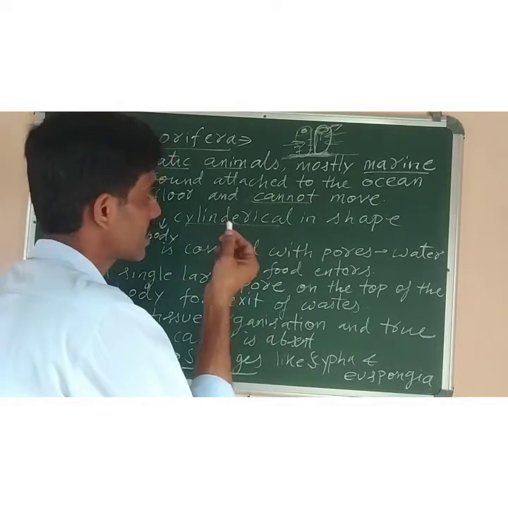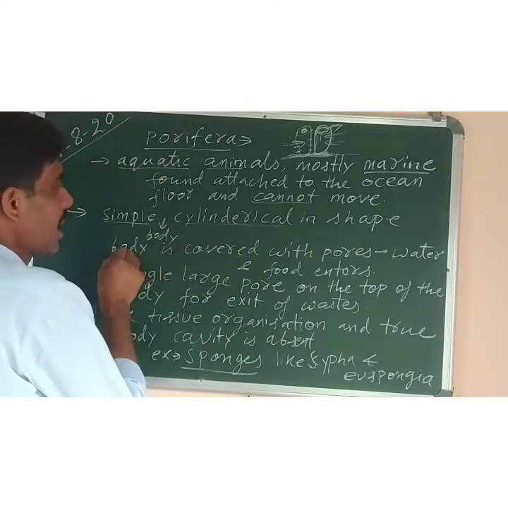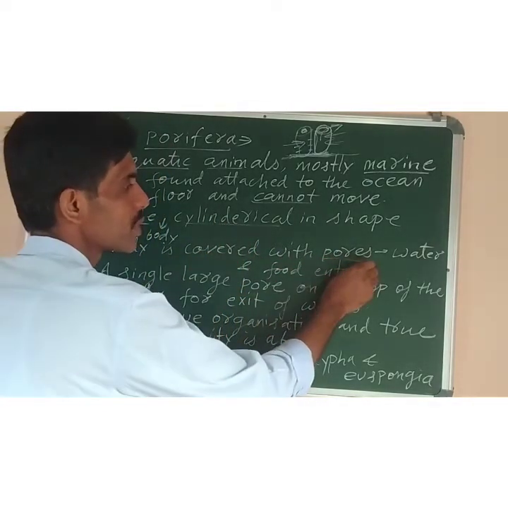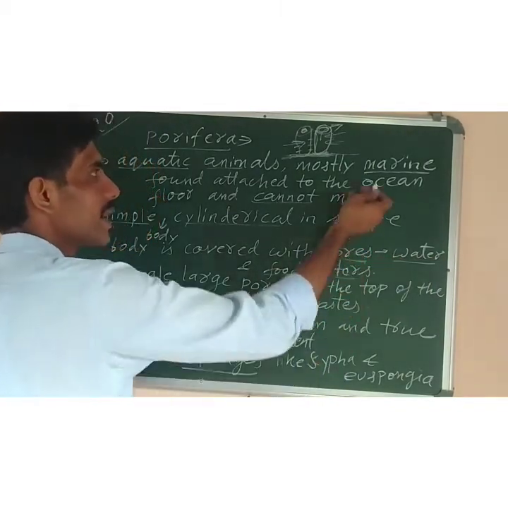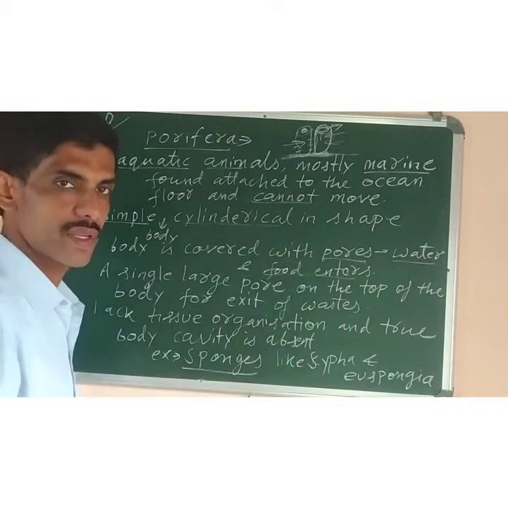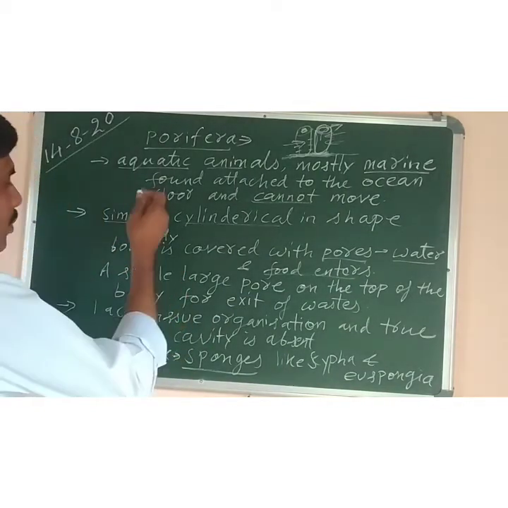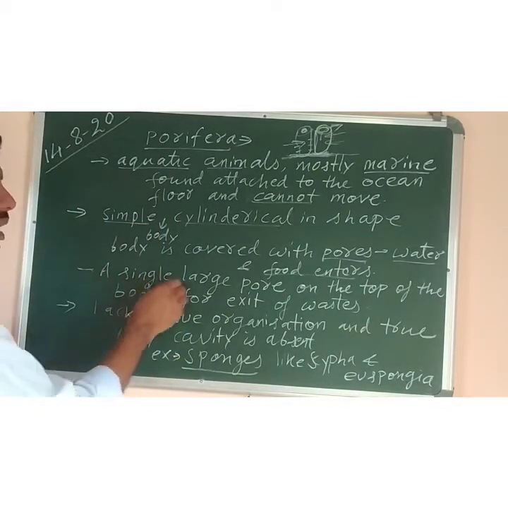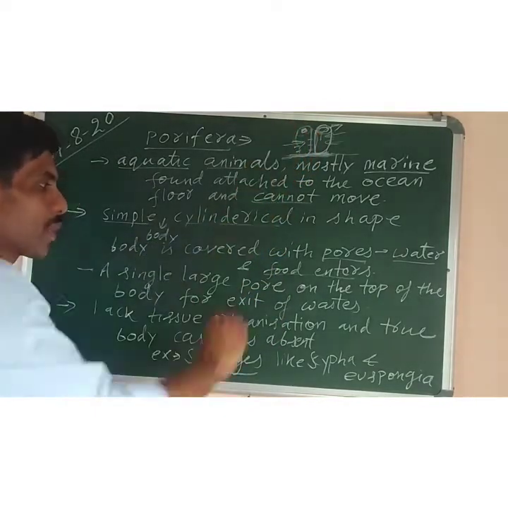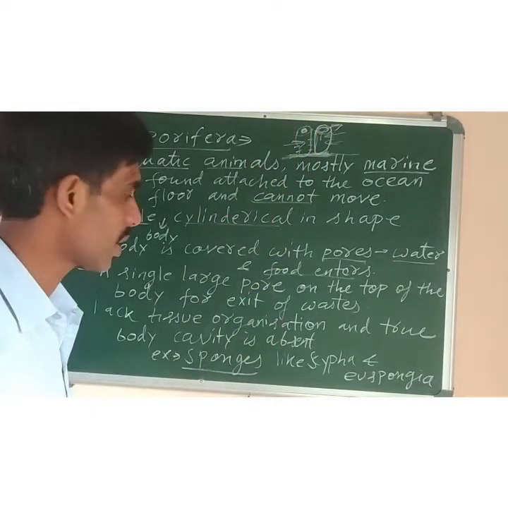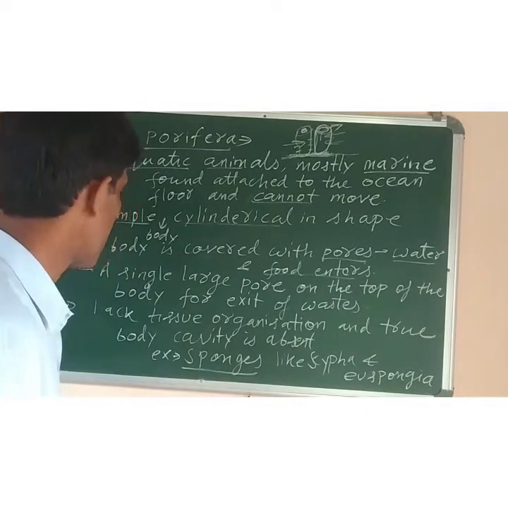Okay, so this type of shape of the body is there, and the body is covered with tiny pores, and these pores help the water and the food to enter inside the body of sponges, that is the Porifera. Then a single large pore is present on the top of the body. This single large pore is meant for the exit of waste along with the water.